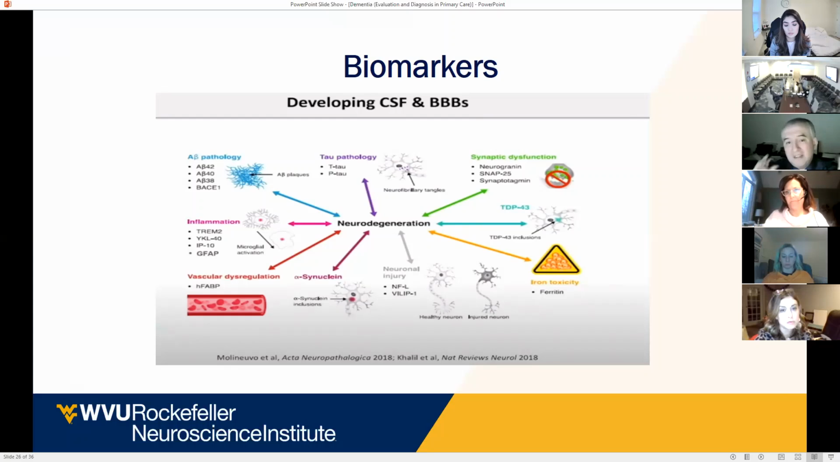And again, these tests are being used in CSF testing. They're trying to do the same thing for plasma. They're trying to do the same thing in saliva. But again, some of them are still in research. The CSF is being used regularly in memory clinics to provide the proper diagnosis in terms of dementia. I just want to mention this one briefly. Next slide, please.